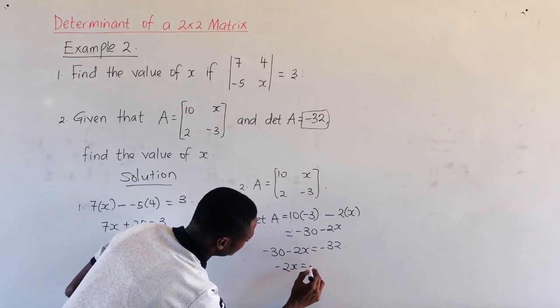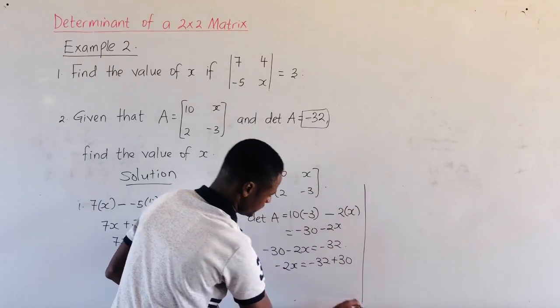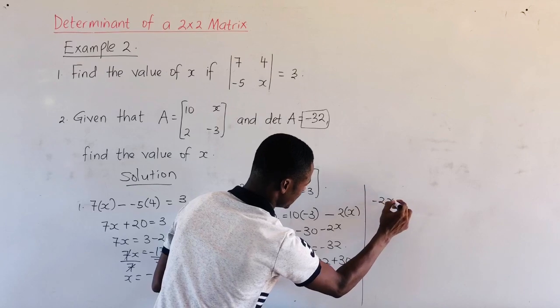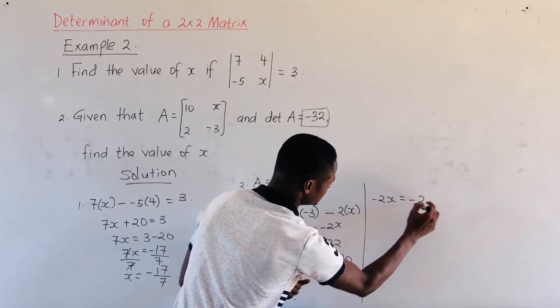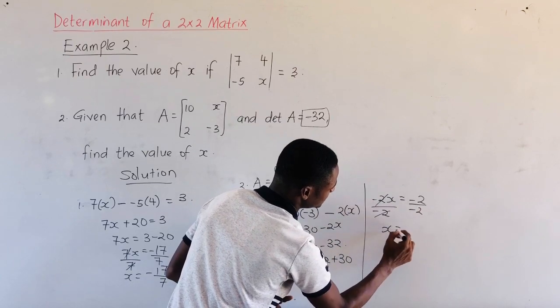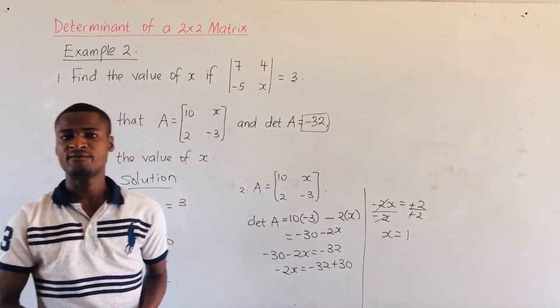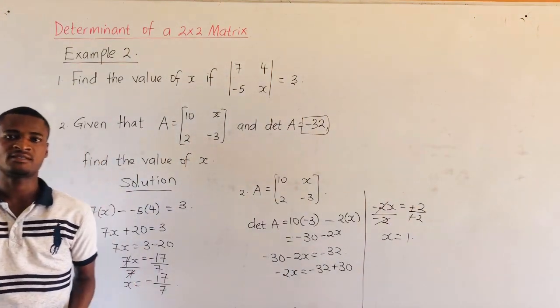Negative 2x will be equal to negative 32 plus 30. Then we will have negative 2x to be equal to negative 2. We divide by the coefficient of x, and we have x is equal to 1. Next, we will look at the inverse of a 2 by 2 matrix.